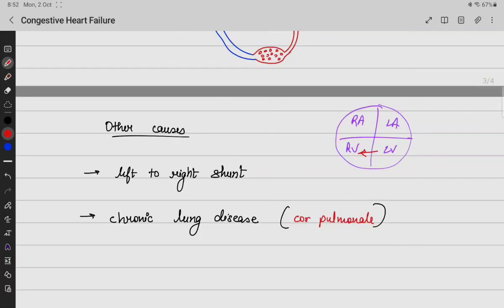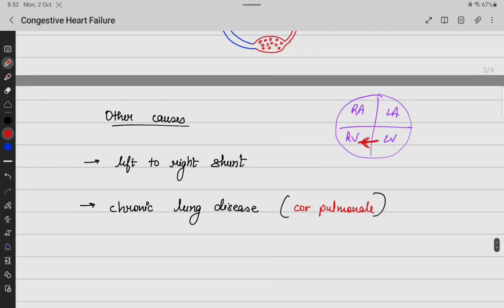Now, other causes of right-sided heart failure include left to right shunt. What does this mean? Whenever there is a channel which can cause blood from the left-sided circuit to flow to the right side, it is called left to right shunt. Let's say there is some ventricular septal defect which is causing blood to flow from the left ventricle to the right ventricle. It will lead to increased blood volume in the right-sided circuit, which can lead to heart failure. So this is particularly important.